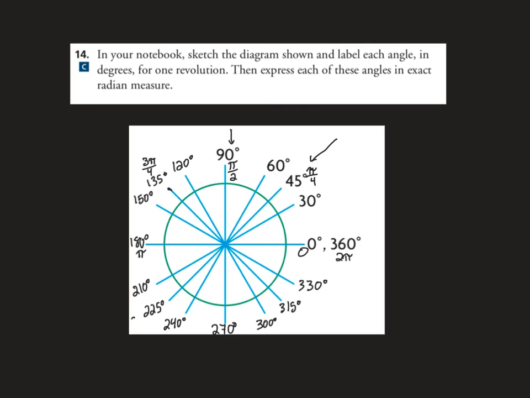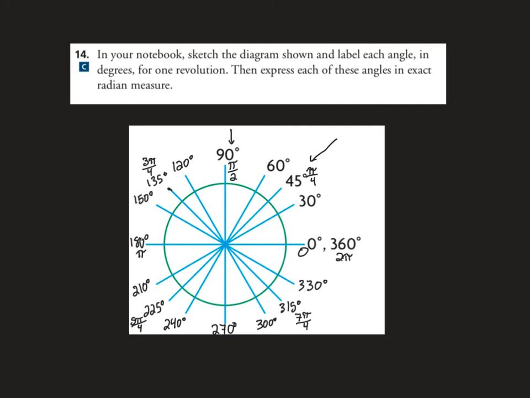225 is 5 pi by 4. 270 is 6 pi by 4, well, we'll do that one later. 315 is 7 pi by 4, and finally 360 is 8 pi by 4. 8 pi by 4 is just the same as saying 2 pi, which we already had right there.